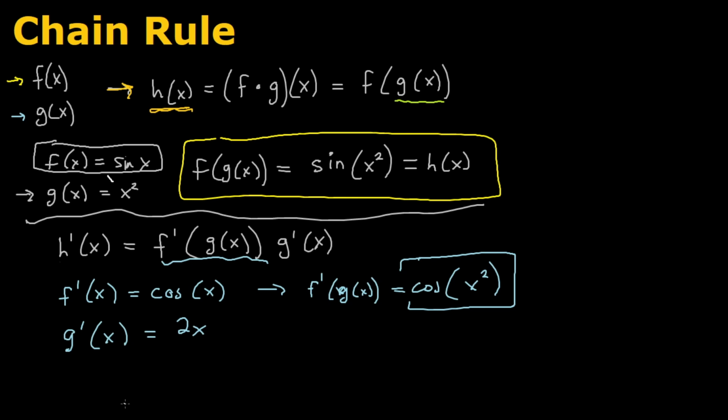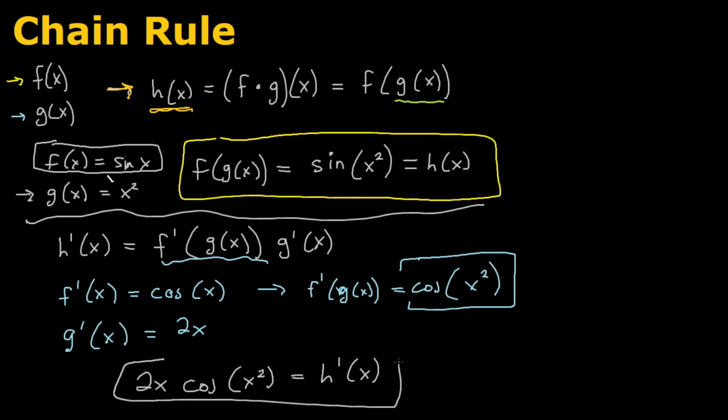So then we multiply those two things together and we get 2x times cosine of x squared, which is equal to h prime of x. And that is the chain rule.